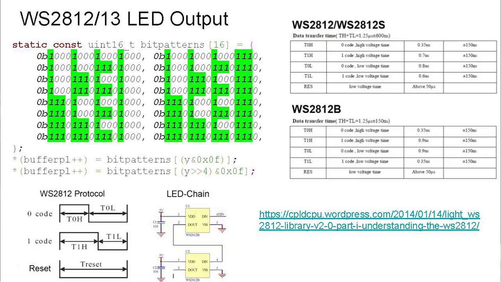And so if you're trying to control those little blinky 2812 LEDs and you send some ones and zeros, all you do is look up a nibble in the table, and if it's, say, zero, then what you have is 1000 1000 1000 1000.